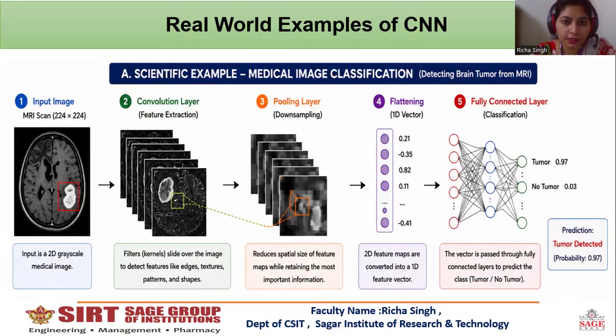Here the convolution layer performs the feature extraction of that brain MRI scan, and thereafter we perform the pooling layer, which means downsampling. After that, in the same way, we convert the images into a one dimensional vector, and then the fully connected layer does the classification, which means tumor or no tumor. Here the prediction of tumor is 0.97 and no tumor is 0.03. 0.97 means there is a probability of about 97% that the MRI scan of the brain contains the tumor.